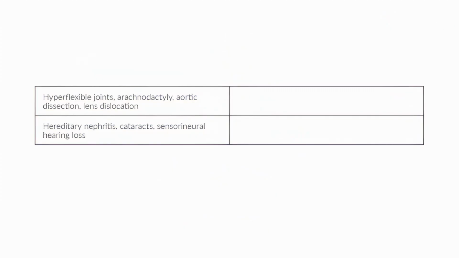All right, that's it for the quiz, but we also have a couple of rapid-fire facts. Hyperflexible joints, arachnodactyly, aortic dissection, and lens dislocation, this is Marfan syndrome, which was caused by a defect of fibrillin. And then hereditary nephritis, cataracts, and sensorineural hearing loss is Alport syndrome, which is due to a defect in type 4 collagen. Remember, can't see, can't pee, can't hear high C.